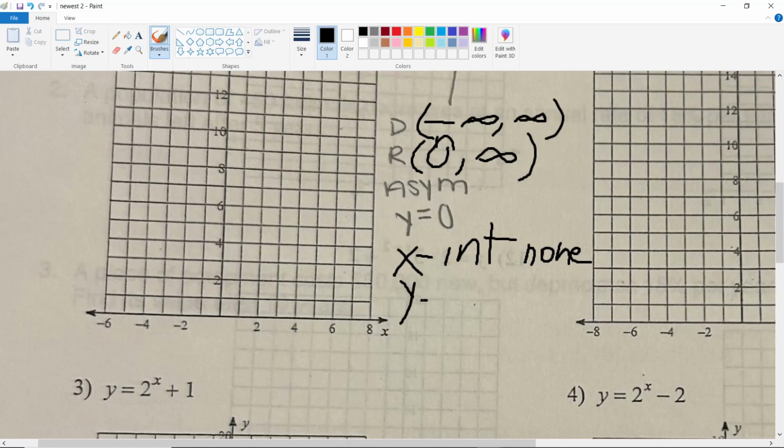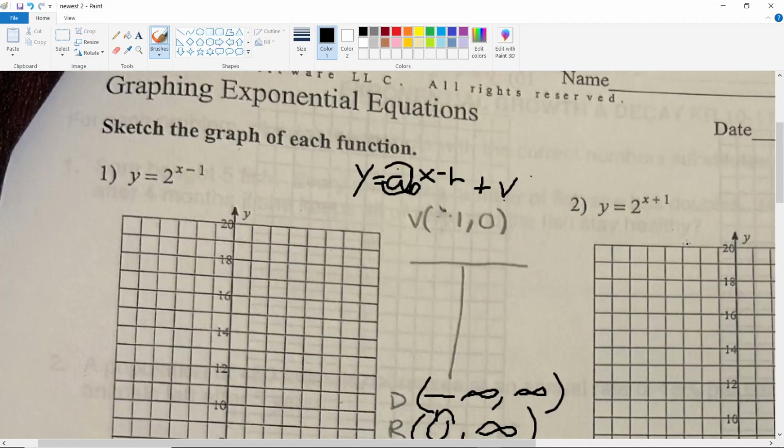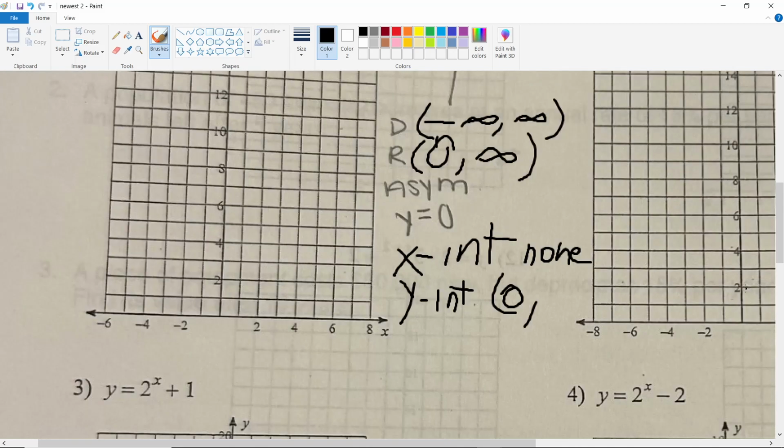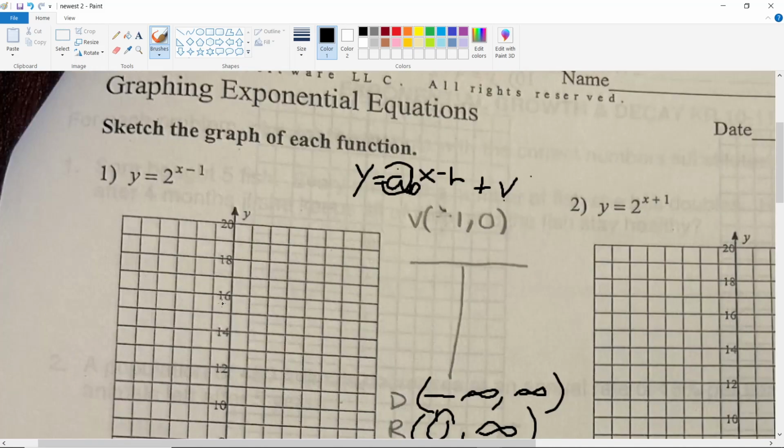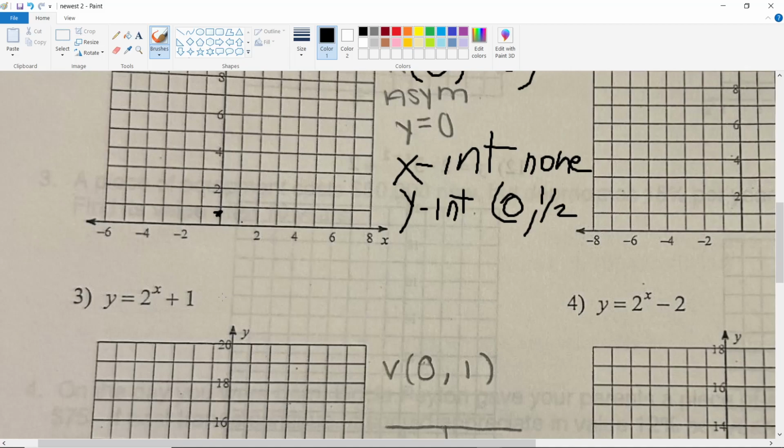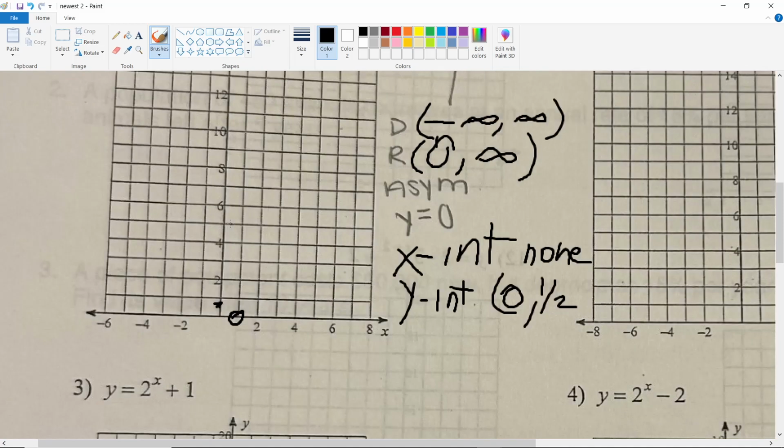The y-intercept is when x is 0. It's going to be 0 something. Well, if x is 0, 0 minus 1 is minus 1. 2 to the minus 1 power is like 1 over 2 to the first power, 1/2. So (0, 1/2) is the y-intercept. I guess I'll draw on this quote-unquote vertex, (1, 0). And then I can do some points. I've already done (0, 1/2). I'll do 1, 2, and negative 1. I can do negative 2, I guess. I'll just draw it down here, and that'll be enough.